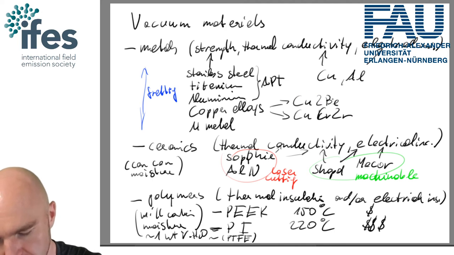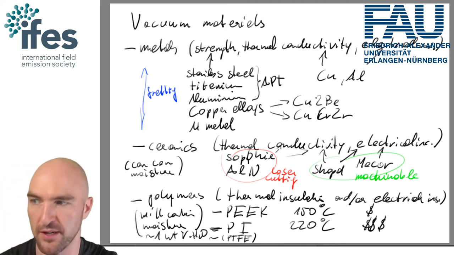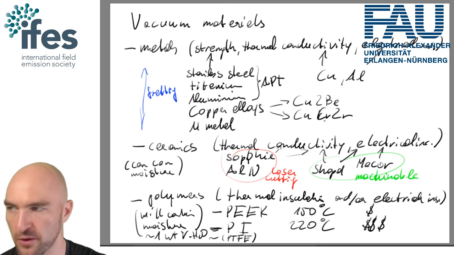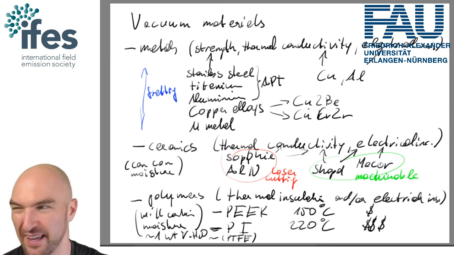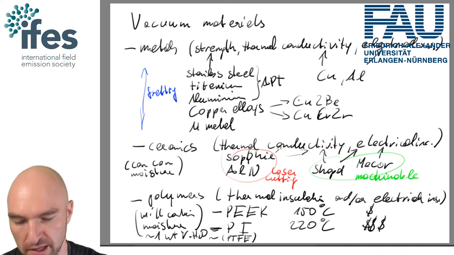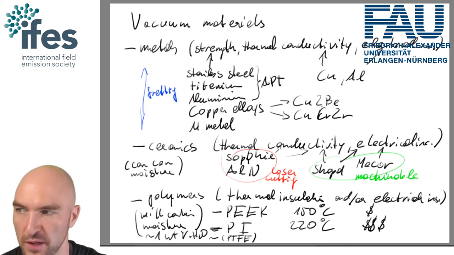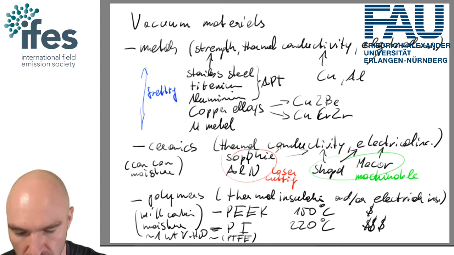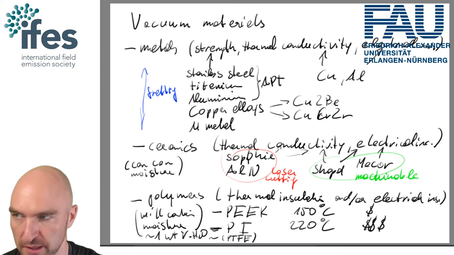The copper beryllium has a very high strength of about 1,000 megapascals. The copper chromium zirconium has a strength like a normal steel. But with beryllium copper, obviously you need to take care that you don't breathe in any dust you produce while you're making the parts. But these are essentially the alloys we're using.